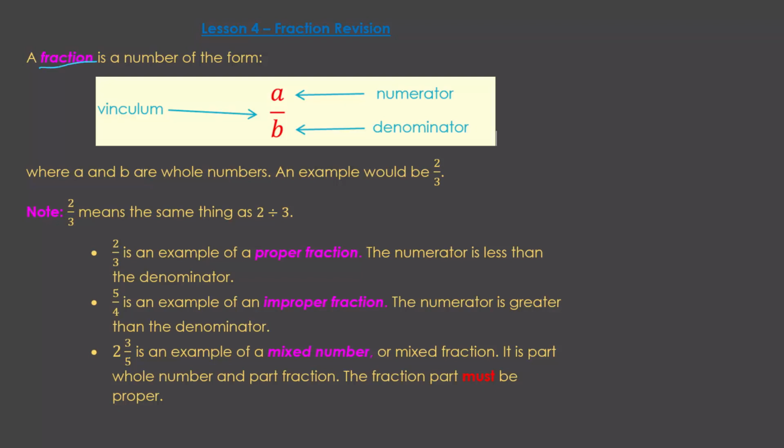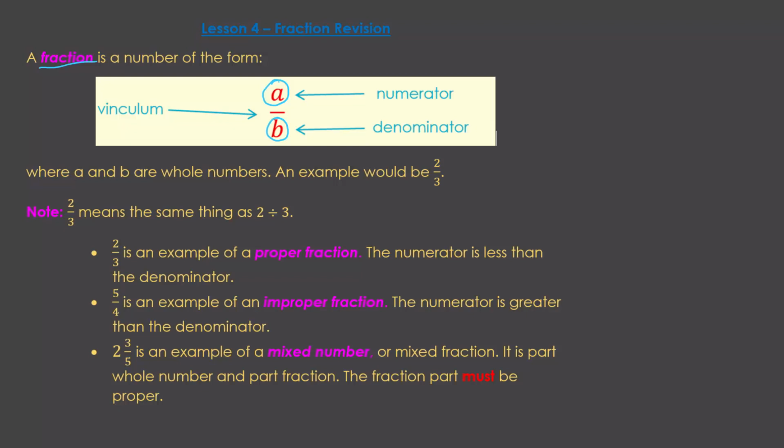A fraction is a number of the form a over b, as shown here, where both a and b should be integer values. So you shouldn't have a decimal or another fraction on top of a fraction, at least not as a final answer.